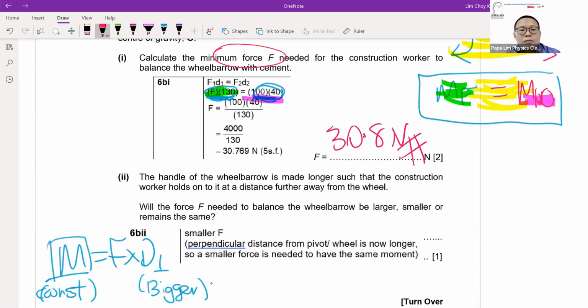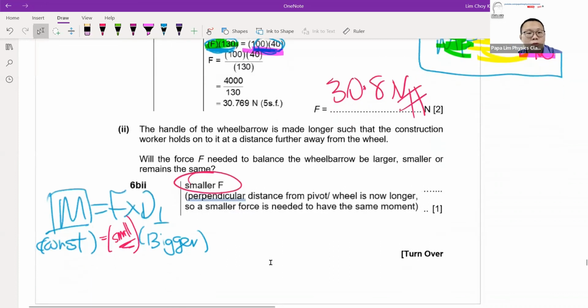it will mean that I can apply a smaller force on the wheelbarrow, in the sense that it will make my carrying of the wheelbarrow, the force F, smaller, easier. So I will have an easier time. I'll be more comfortable with lifting the wheelbarrow because the force is smaller.